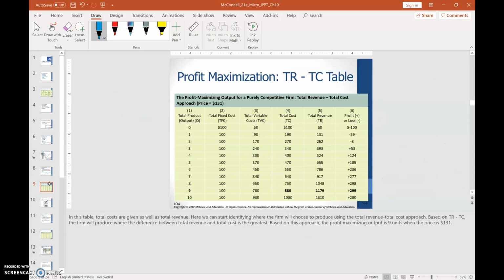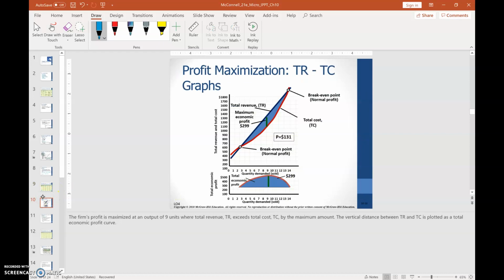Now looking at this slide here, the profit is maximized when output is 9 units. Looking at this graphically, we see the total revenue line is given to us, which is this blue line, and the red line is the total cost line. The maximum profit is when the firm produces 9 units of output.